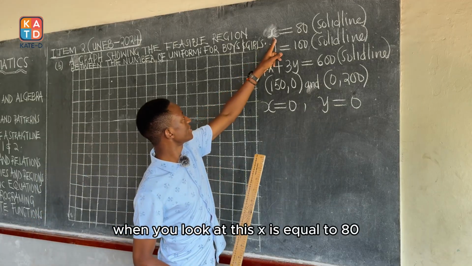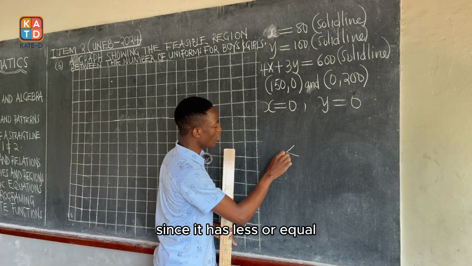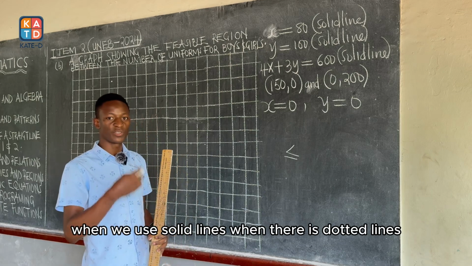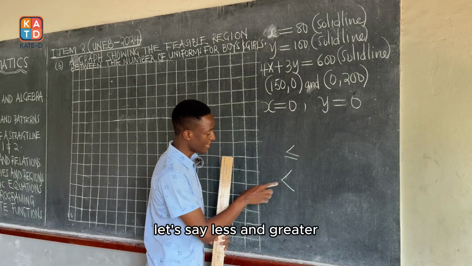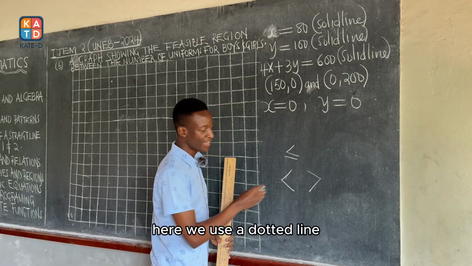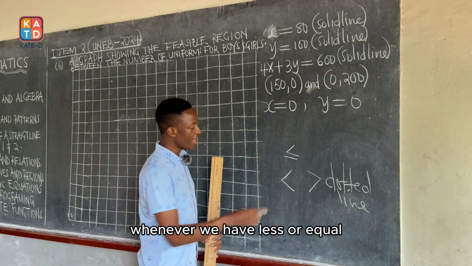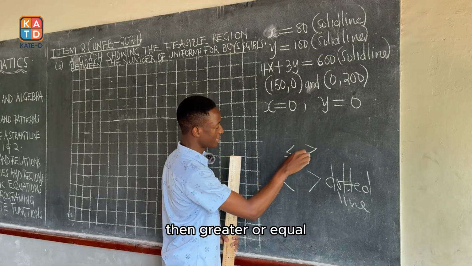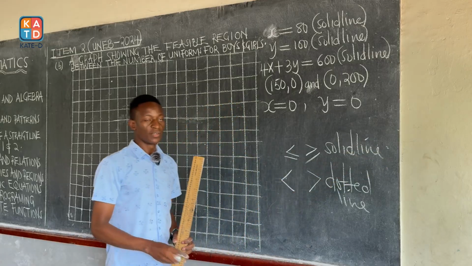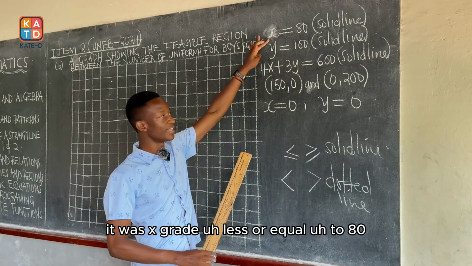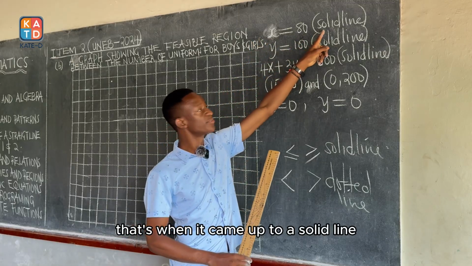When you look at this x is equal to 80, we are saying it is a solid line since it has less or equal. When do we use solid lines? When do we use dotted lines? We only use dotted lines if we have an open inequality. Let's say less than and greater than. Here we use a dotted line. Whenever we have less or equal, or greater or equal, that's when we use a solid line. When we analyzed this, it was x less or equal to 80. That's when it came up to a solid line.